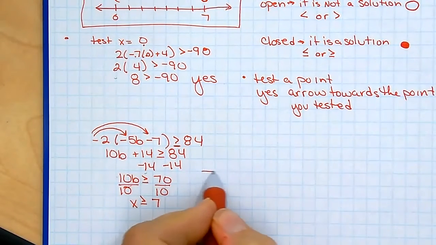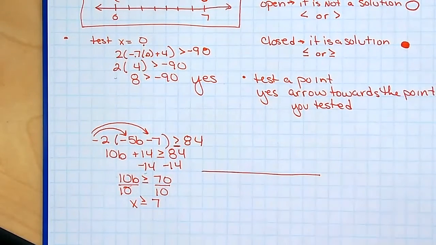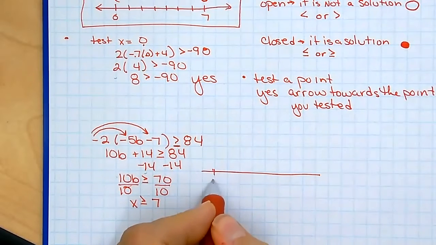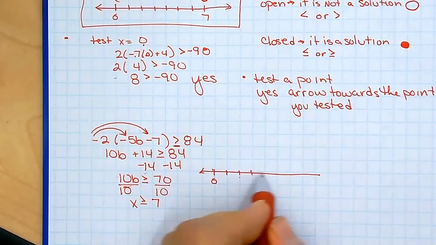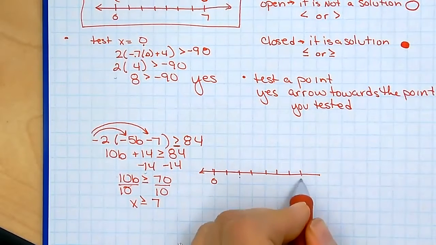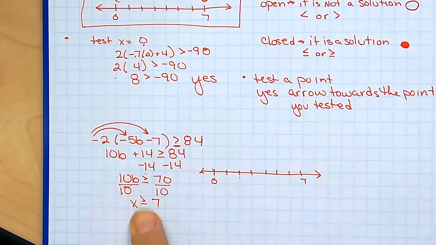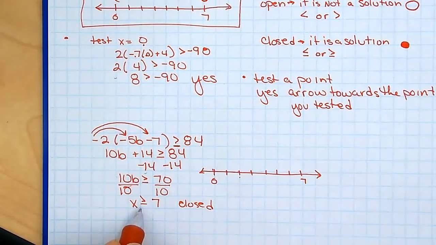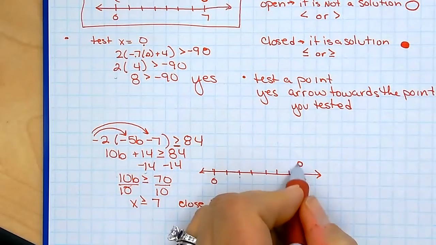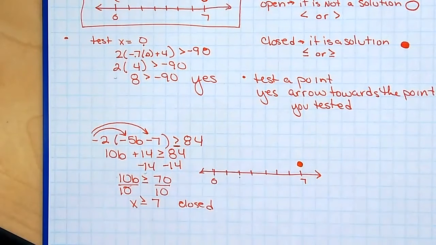Make our number line. One, two, 3, 4, 5, 6, 7. This time our point is closed because it has that little bar in there for equal to. So I'm going to put a closed point at 7.